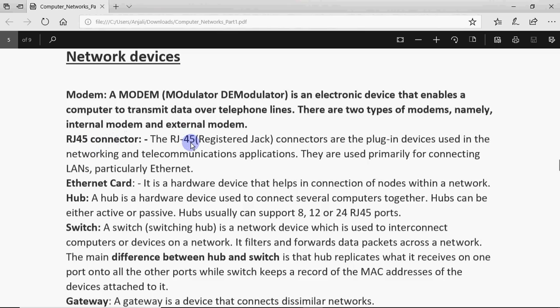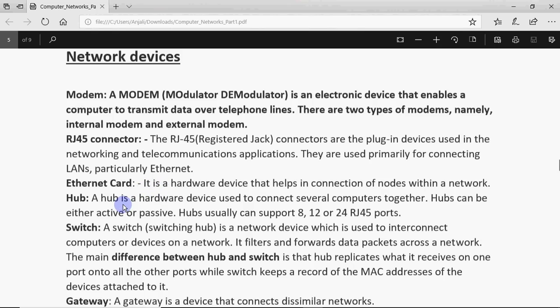If you have ever seen in your laptop or your modem that white cable which we pin in, the front part of that white part which you press and you can take it out or put it in, that's called a connector. Connectors are the plug-in devices used in networking and telecommunication applications. They are used primarily for connecting LANs, particularly Ethernet. Then we have a device called Ethernet card, which is used to connect your computer to the network.